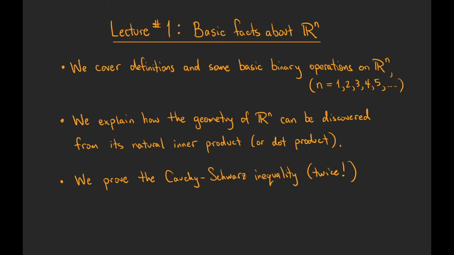We're also going to explain how the geometry of Rn can be discovered from its natural inner product or dot product. It turns out that the dot product gives a lot of geometric information about Rn. And we're going to prove the Cauchy-Schwarz inequality. In fact, we're going to prove it twice. All right, let's get into it.